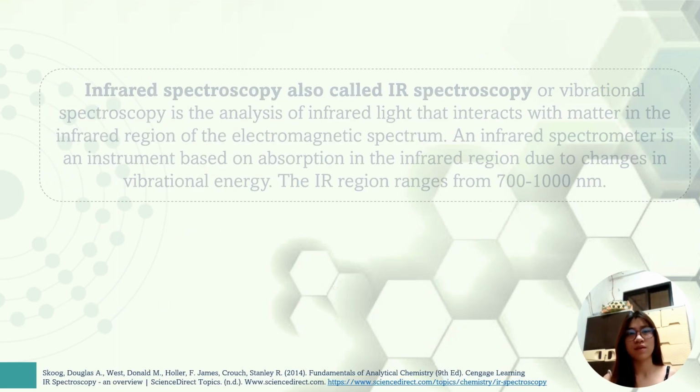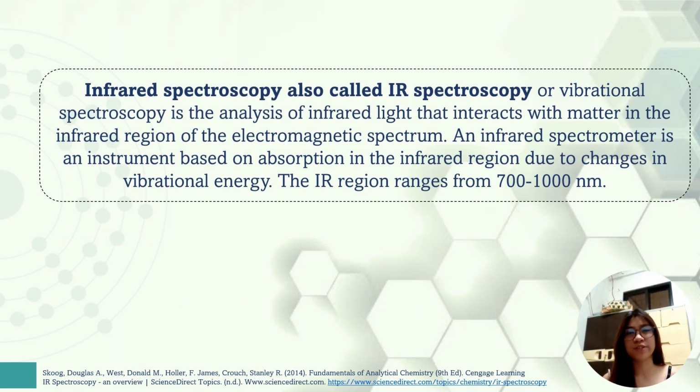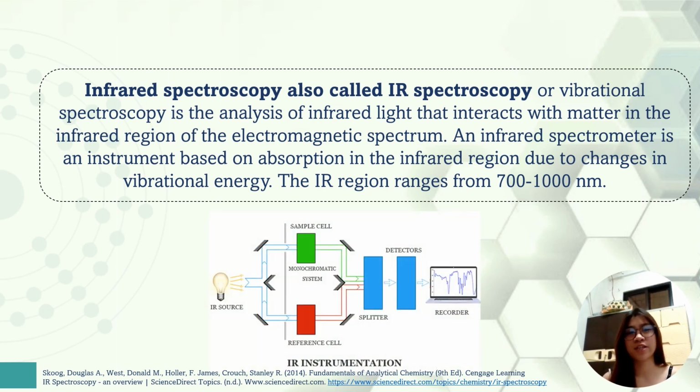Moving on with infrared spectroscopy, also called IR spectroscopy or vibrational spectroscopy. It is the analysis of infrared light that interacts with matter in the infrared region of the electromagnetic spectrum. An infrared spectrometer is an instrument based on absorption in the infrared region due to changes in vibrational energy. The IR region ranges from 700 to 1000 nanometers.